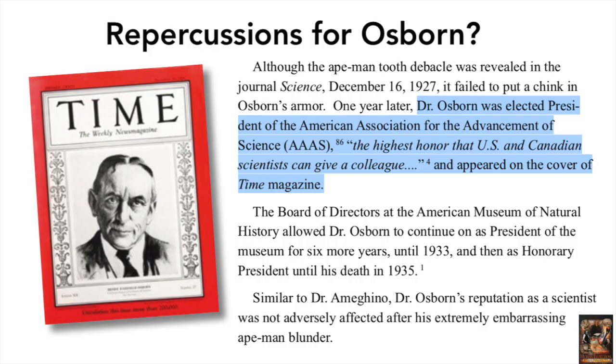He didn't get shamed. He was elected president of the American Association for the Advancement of Science, the highest honor that U.S. and Canadian scientists can give a colleague, and appeared on the cover of Time magazine. So you can commit fraud and get promoted if you go against God. But if you do real science like Mark Armitage and find bone cells in a triceratops horn, and bone cells can't last millions of years, he got fired. And so this is not science. This is not observable, repeatable, nothing like that.